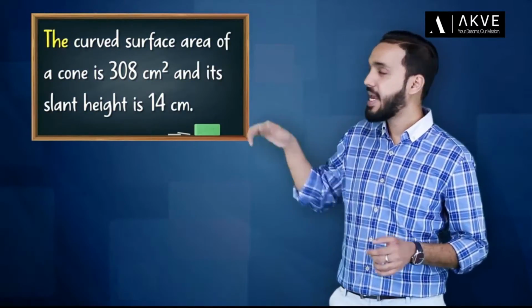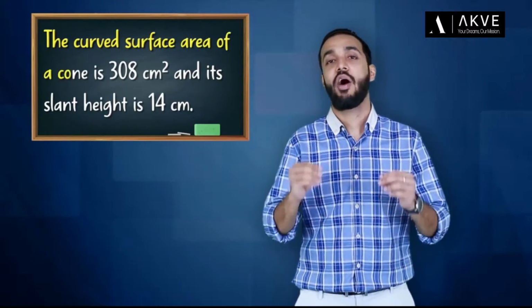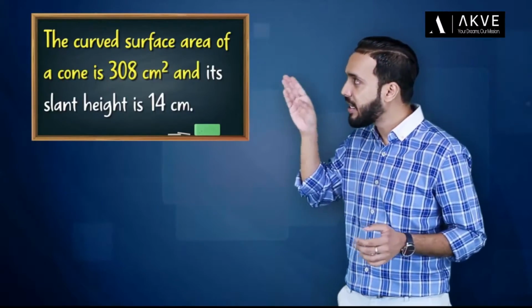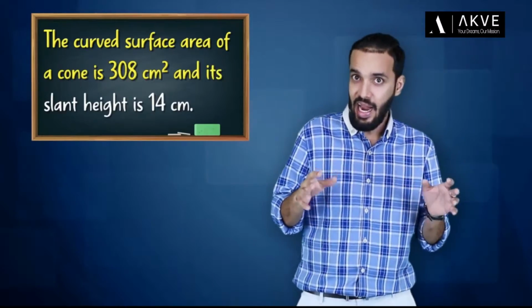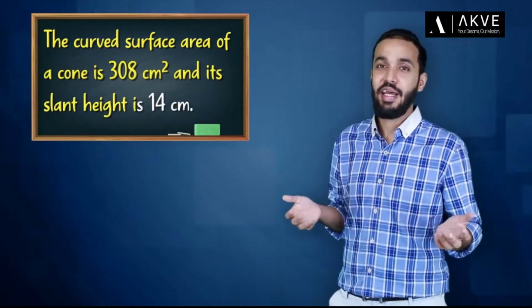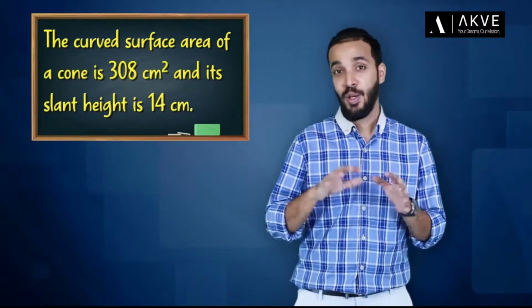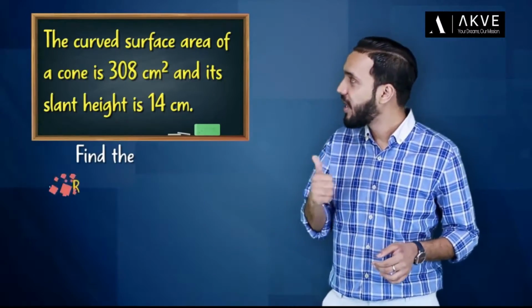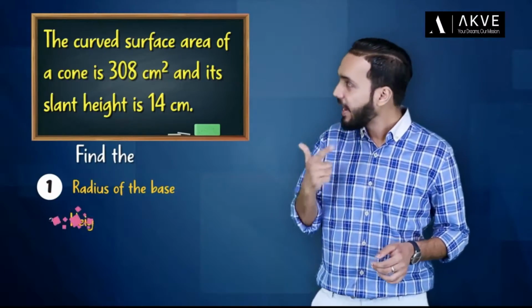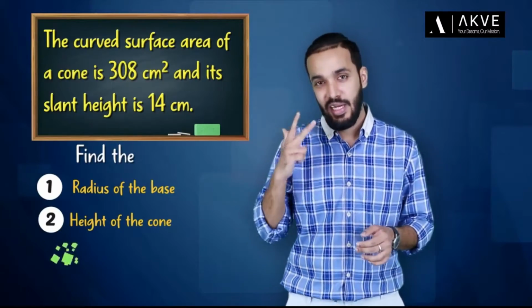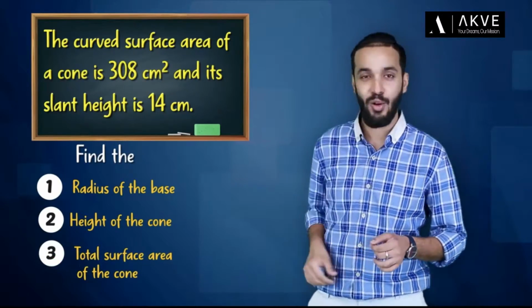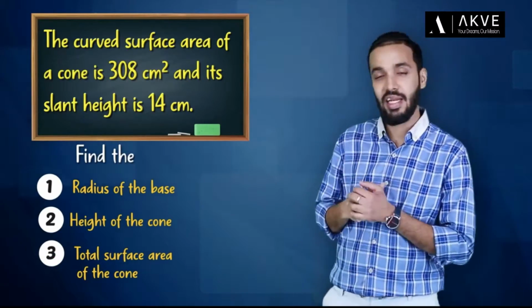As always, we'll start with a simple question. Say this one. It states that the curved surface area of a cone is 308 square centimeters and its slant height is 14 centimeters. We just need to find the radius of the base, the height of the cone, and also the total surface area of the cone. Pretty simple a question, isn't it?